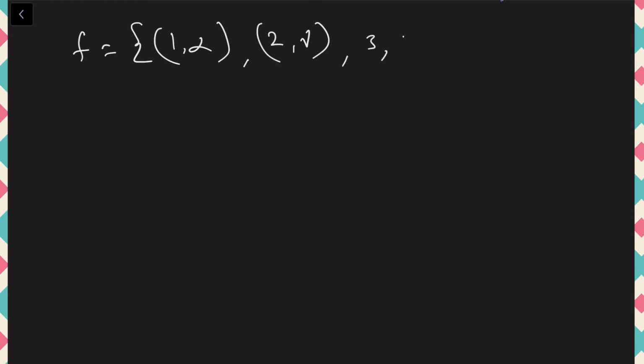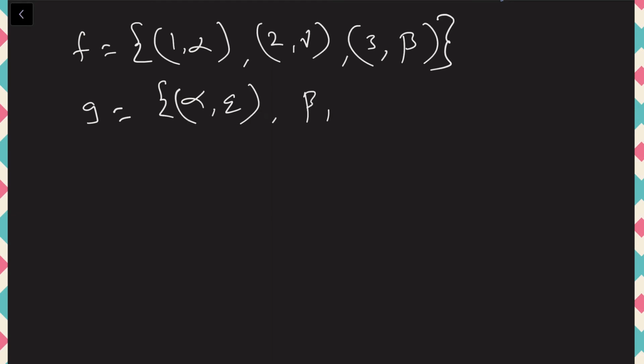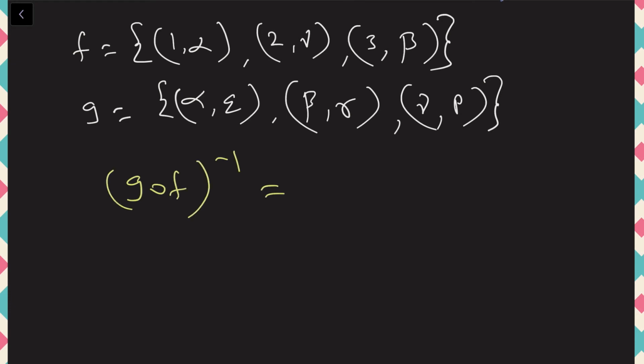Now, I'll write function f and function g separately. Function f is 1 comma alpha, 2 comma gamma, 3 comma beta. And function g is alpha comma q, beta comma r, gamma comma p. Then he is asking to show that (g of f) whole inverse is equal to f inverse of g inverse. So in this, function g is given, function f is given, whereas f inverse and g inverse are not there. So first let us find f inverse, g inverse, then after we will prove it.